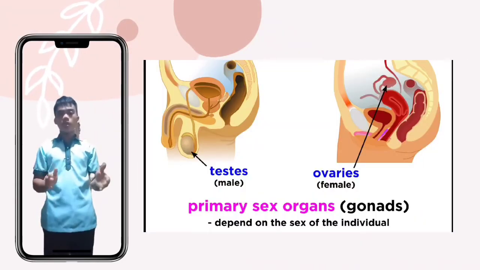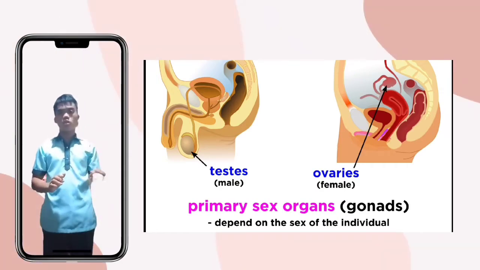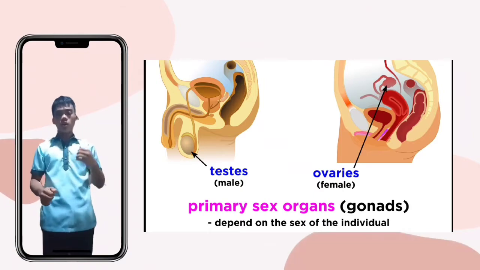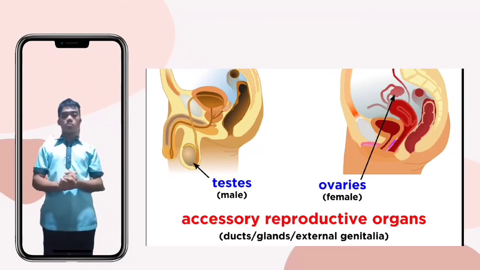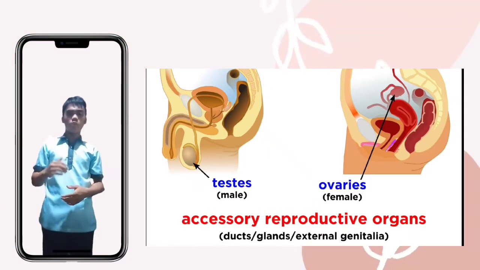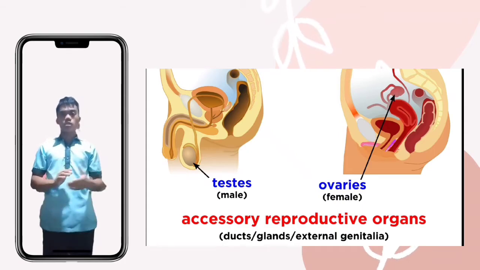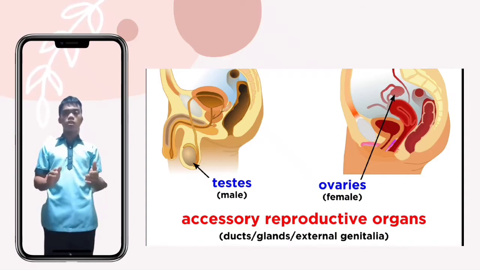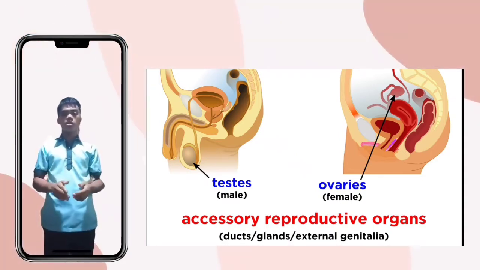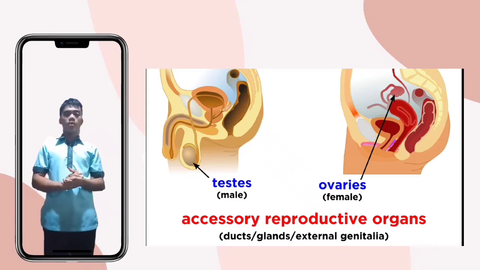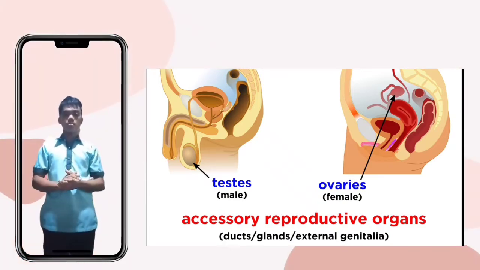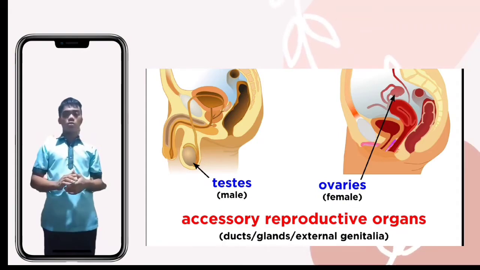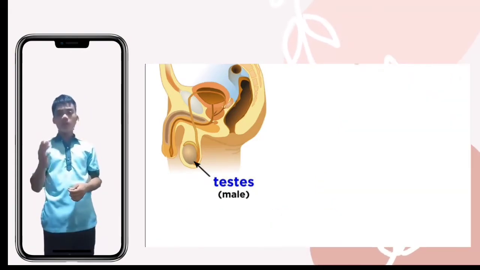But the primary sex organs are not the only components of the reproductive system, so there is a lot more to discuss. There are also accessory reproductive organs. These include a number of ducts and glands, as well as the external genitalia. Since the reproductive system is the only system that varies dramatically between males and females, it is best to examine each separately. So, let's start with the male reproductive system.